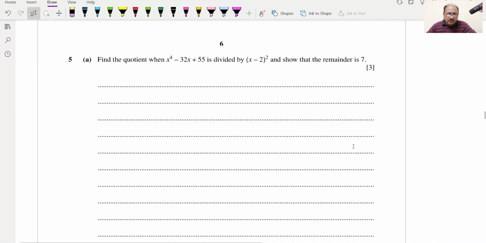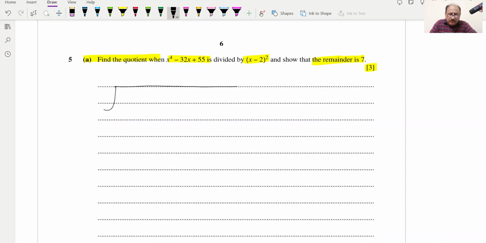Now question number 5. Question 5 says find the quotient when this is divided by (x − 2)² and show that the remainder is 7. This is part 3, basically 3 marks. So we can divide this by the division method.